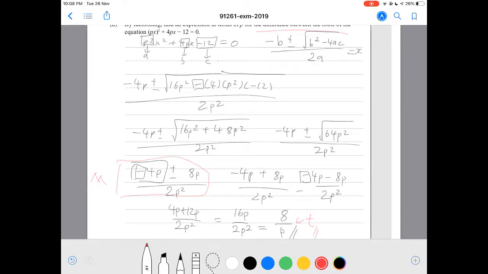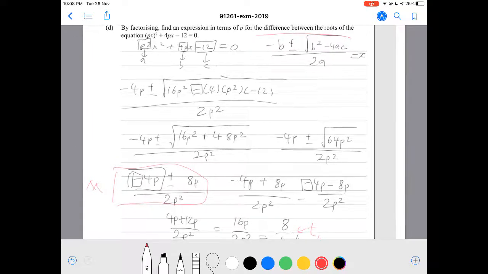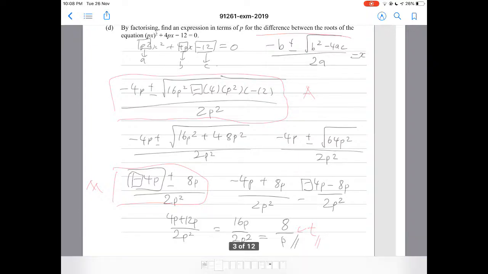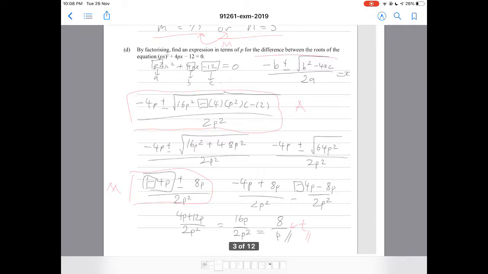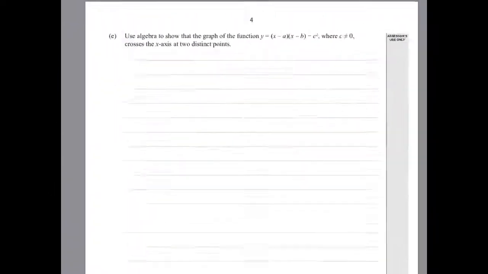In terms of getting an achieved, it might just be an unsimplified form. Perhaps here, that might be an achieved. Yeah, that looks about reasonable to me. Once again, sorry about that mix up about that negative 4p, but moving on.